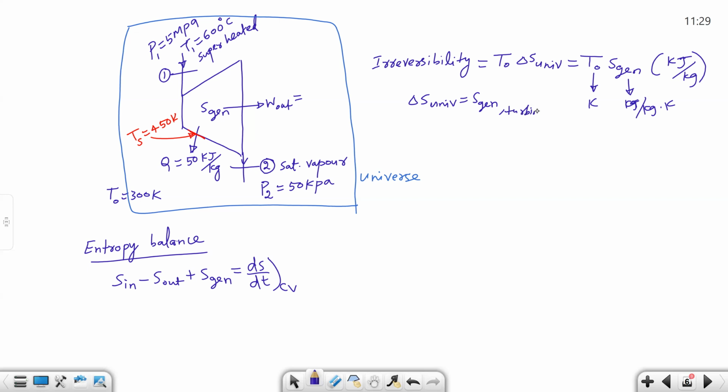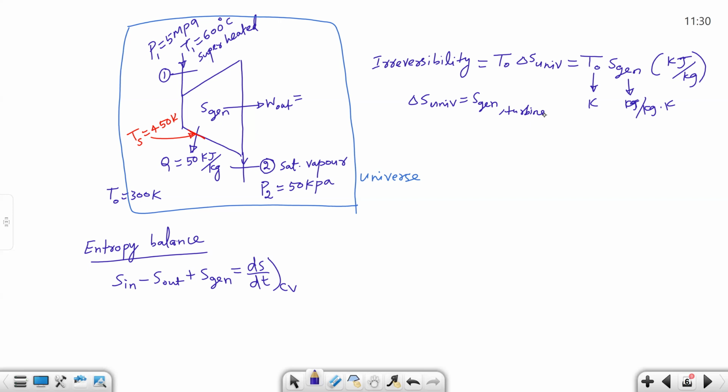That is what you need to understand. Because only the turbine we are considering as the system inside the universe. That means the entropy change of the universe is nothing but the entropy generated inside the turbine. So that is what we wanted to understand by the concept of universe. But the entropy balance we apply for the turbine.